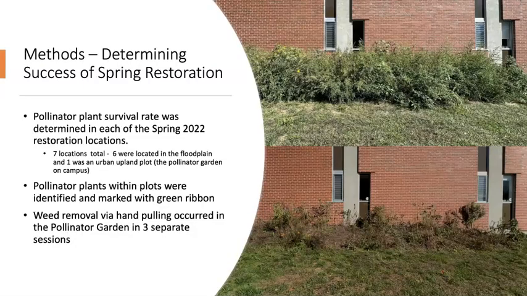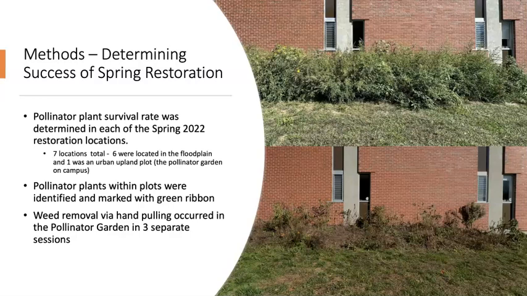So, here are some of my methods for determining the success of the spring restoration project. Pollinator plant survival rate was determined in each of the spring 2022 restoration locations. There were 7 locations total. 6 were located in the floodplain area, kind of down by the research area by Route 20, and 1 was an urban upland plot, and that plot was the pollinator garden on campus. Pollinator plants within the plots were identified and marked with a green ribbon.